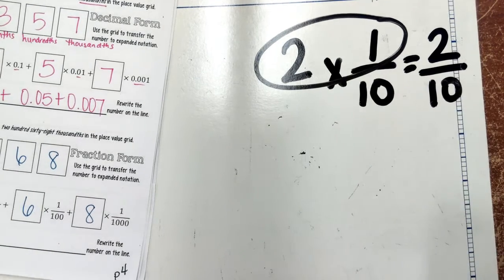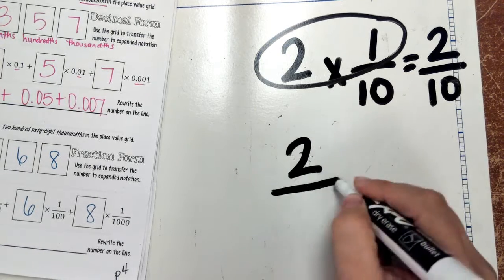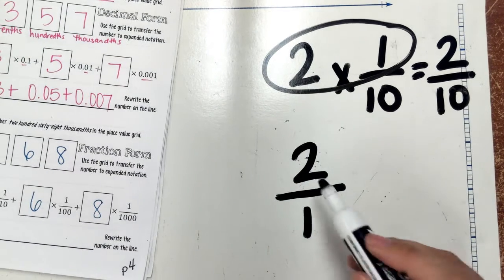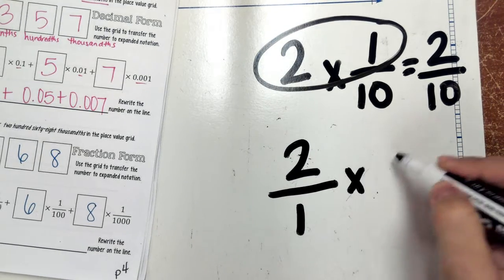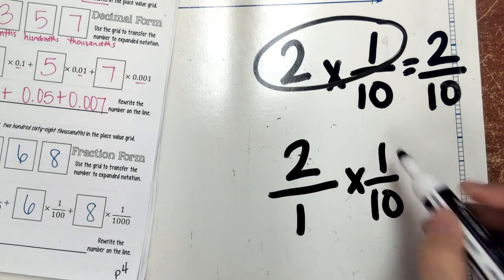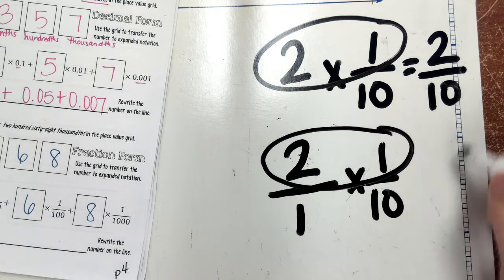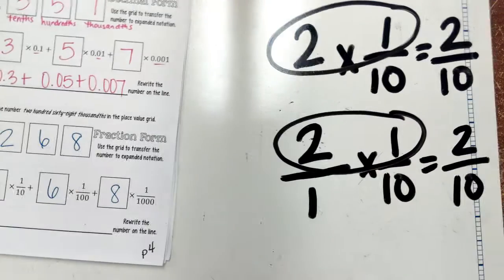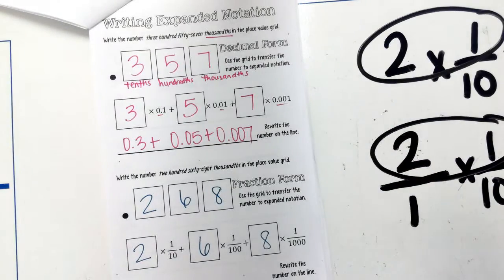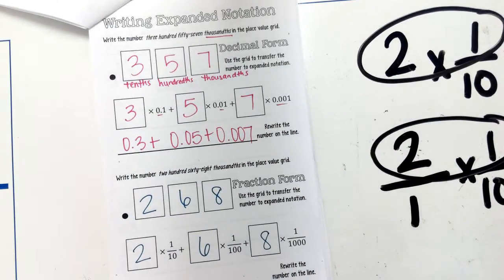You can also take it, turn your whole number into a fraction by putting it over 1, because I have 2 wholes. 1 is a whole. So times 1/10. Do top times top. 2 times 1 is 2. 1 times 10 is 10. We should have 2 tenths. Go ahead and pause the video. See what you can do for hundredths and thousandths.